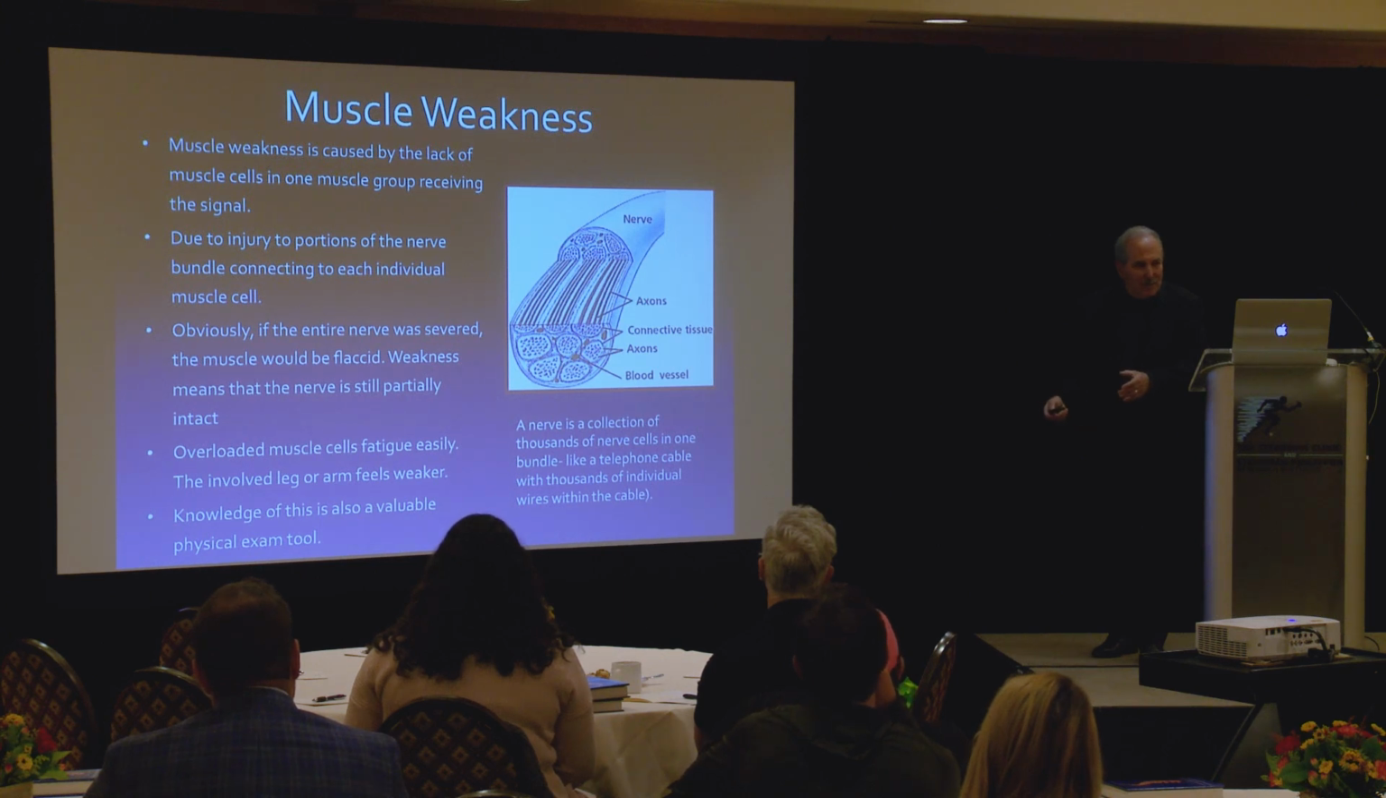Muscle's flaccid. Ask them to contract, there's nothing there. It's a 0/10. Everybody knows the grading system for muscles? 0 to 5? Okay. So if you have a flaccid muscle, that means that possibly the entire nerve is malfunctioning.